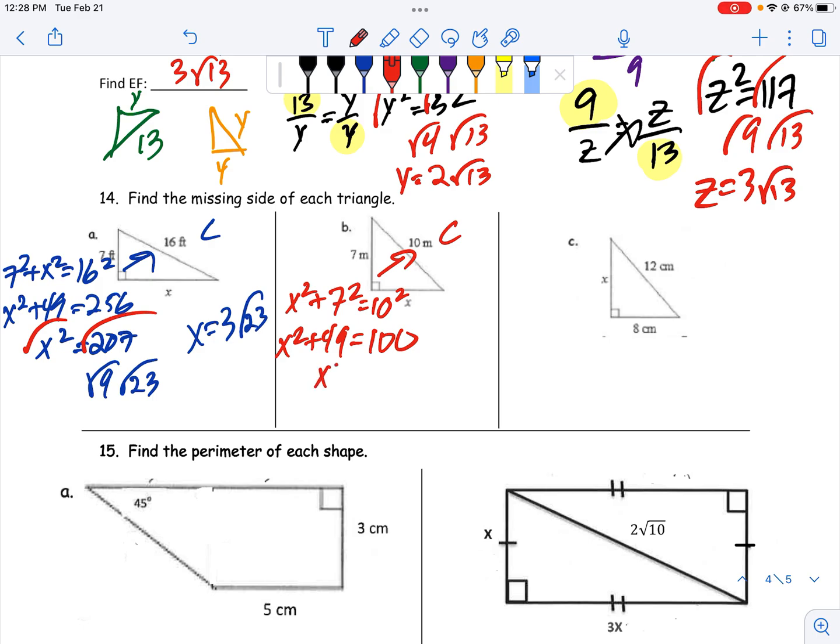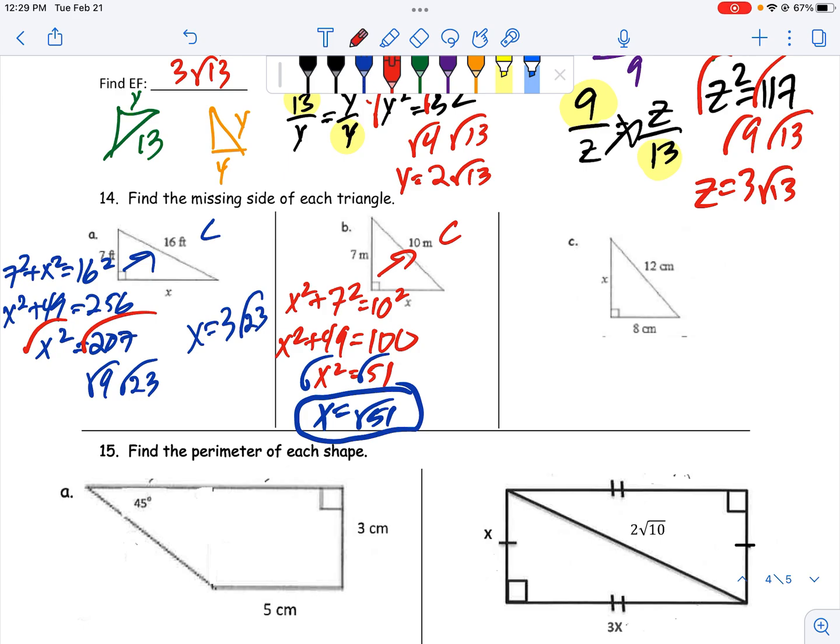So x squared equals 51. Fortunately, 51 does not simplify, so x is just the square root of 51. How do I know that? Well, it just does not simplify. 51 divided by 3 is 17, and that's the only number that goes into that.